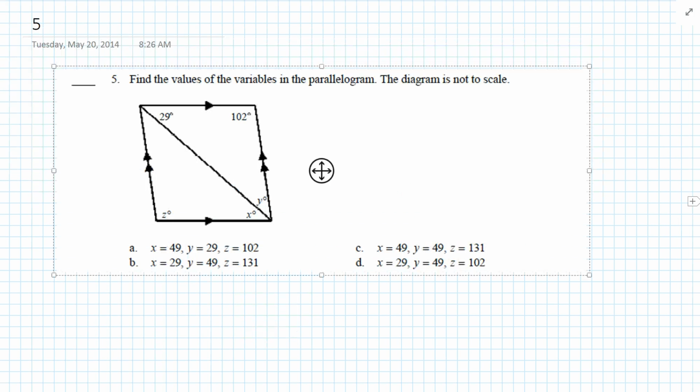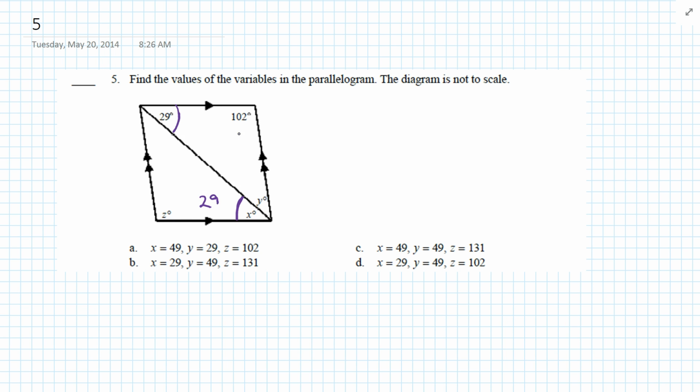Number 5. Find the values of the variables in the parallelogram. So we got x, y, and z. Well, we know x by alternate interior angles should be congruent with 29. We know z, opposite angles, so should be 102.